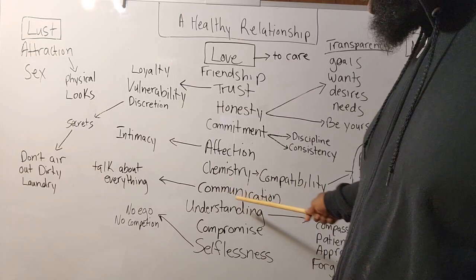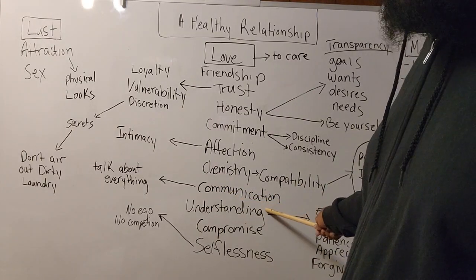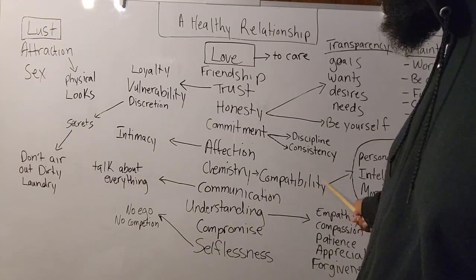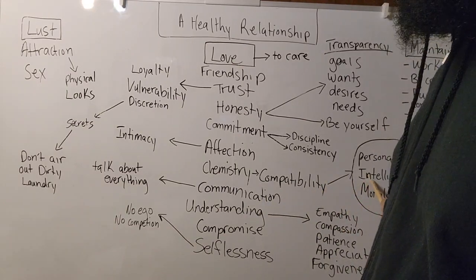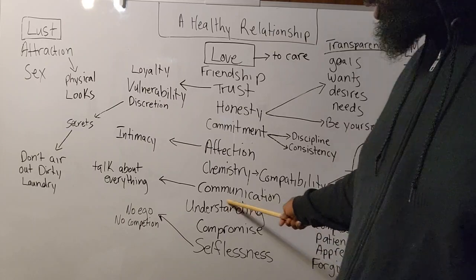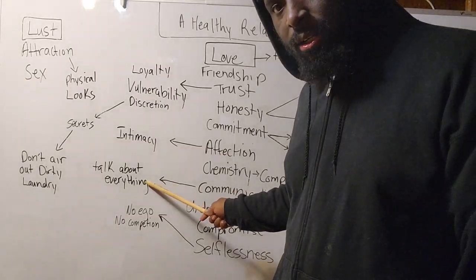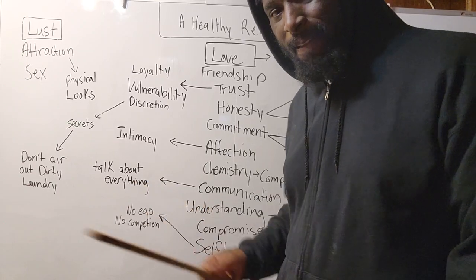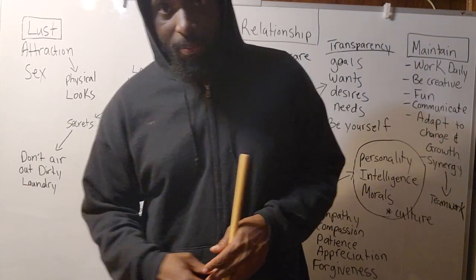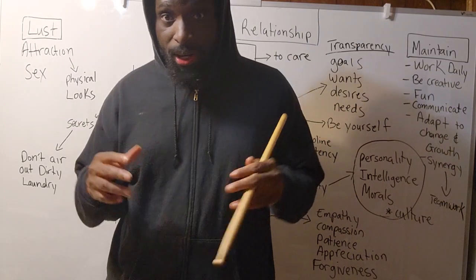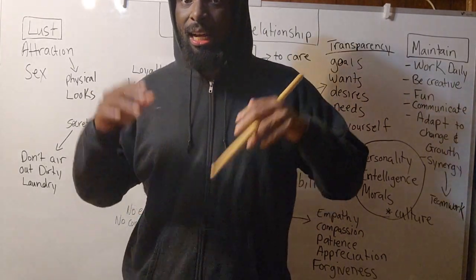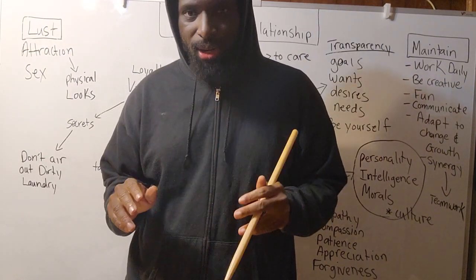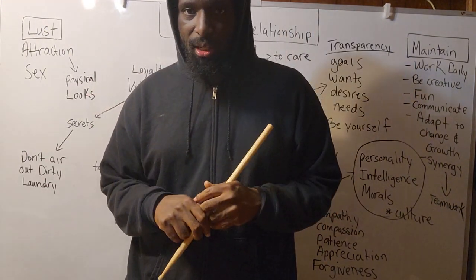So after chemistry, we got communication. And the reason why I put it under communication is because we talked about compatibility and intelligence, right? Communication, and notice the arrow. Talk about everything. A healthy relationship, right, is going to go the distance. It's going to last long. A healthy relationship always lasts long, right?